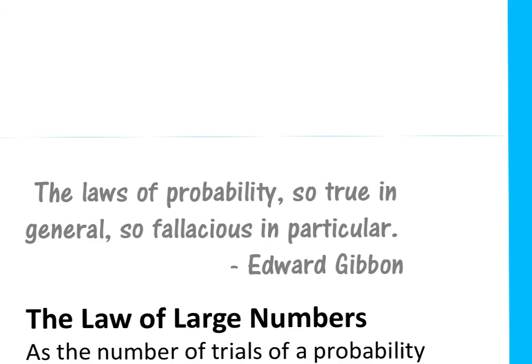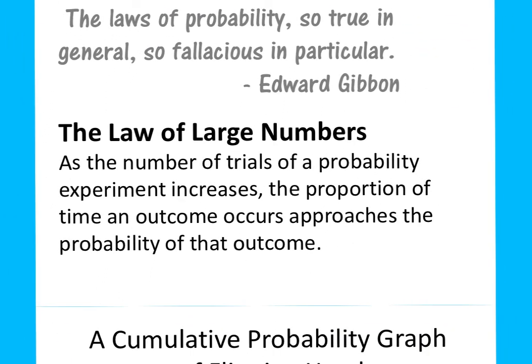Another way to say this is that it's called the law of large numbers. As the number of trials of a probability experiment increases, the proportion of time an outcome occurs approaches the probability of that outcome. In other words, on small scales, probability isn't very reliable. You can't predict what the next roll of a die or the next flip of a coin will be. But over time, you can predict that approximately half of the flips of a 2-sided coin will be heads and half will be tails.